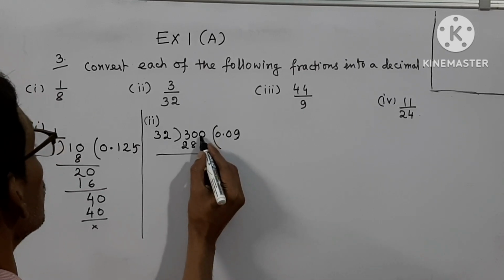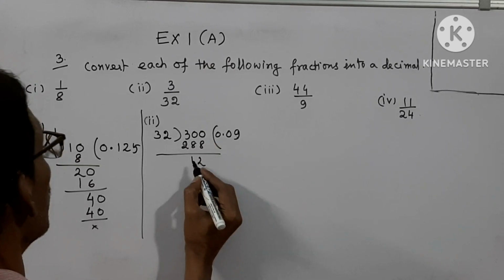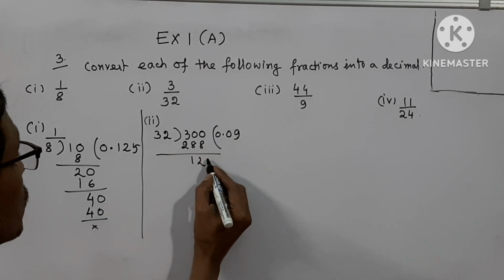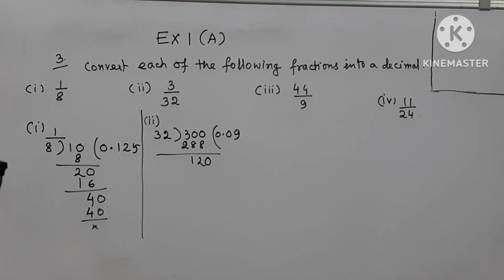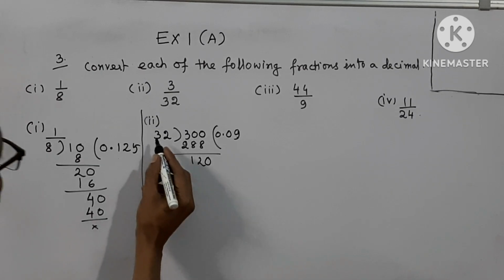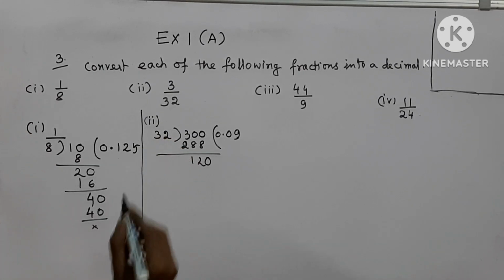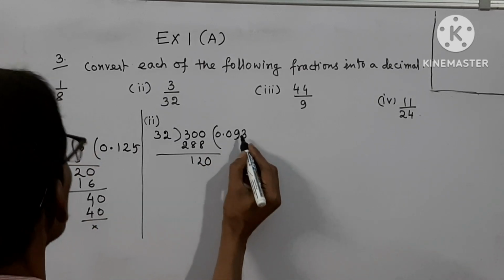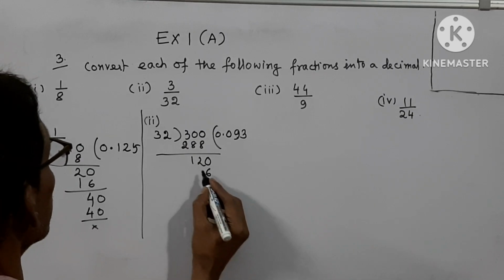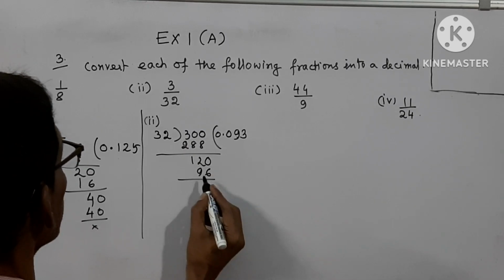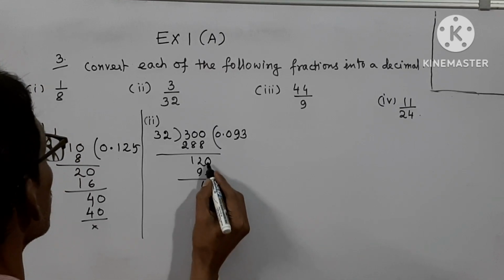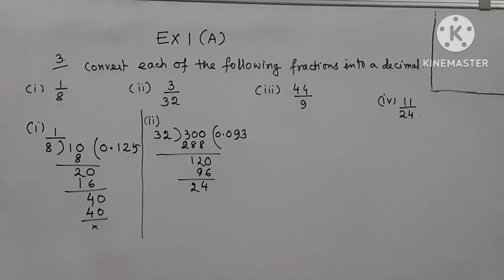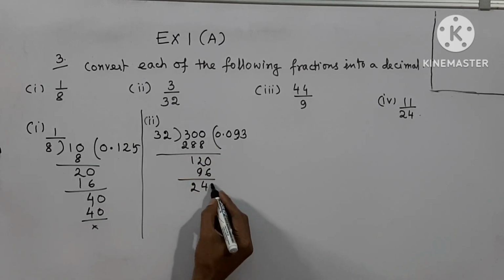2, 1, 12. Decimal is there, so you can always put a 0. Now 3 4s are 12, but it will be 128. So 4 you cannot give, 3 you can give. 3 2s are 6, 3 3s are 9. 4, 24. Put a 0.